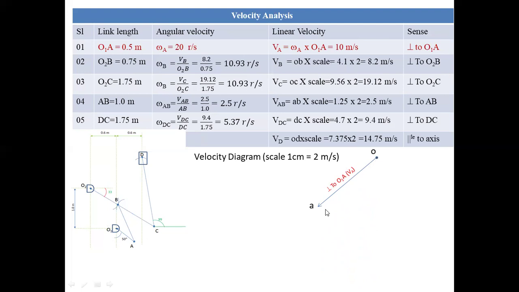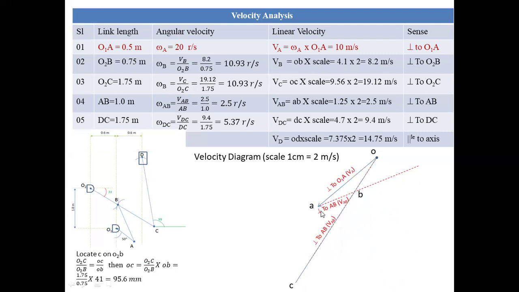After plotting A, we need to draw AB. Draw a perpendicular for point B, that is VAB. Then draw one more perpendicular for O2B. The intersection of these perpendiculars will define the orientation of B. So connect A and B. After this, extend that line up to C. How can we locate C? We can take the ratio O2C upon O2B equal to OC upon OB. By taking that, we get the value 95.6, so this will be 95.6 mm. We can locate the C point.